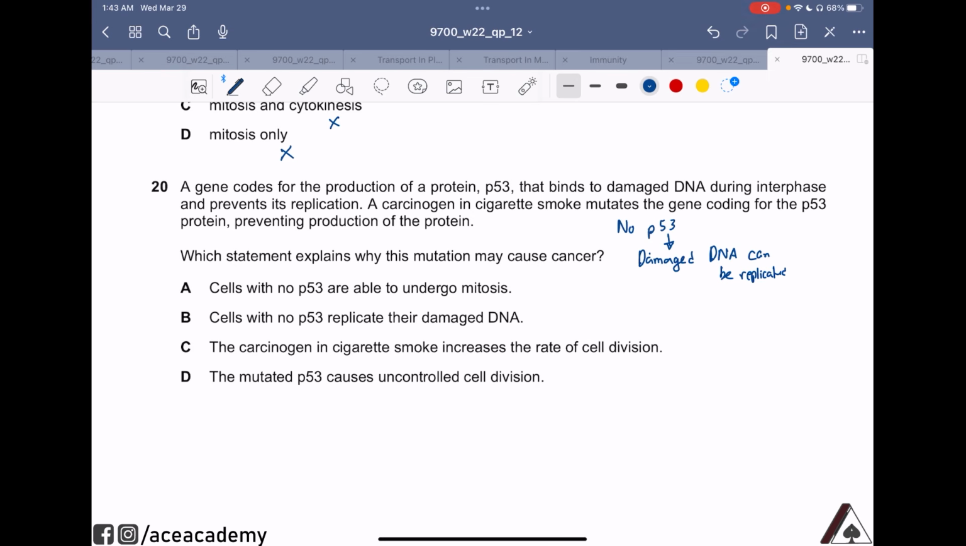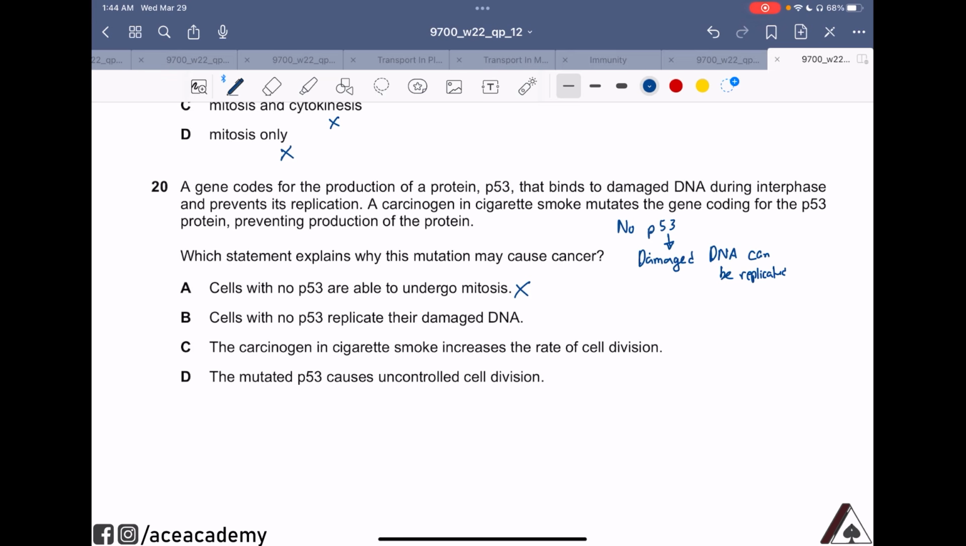Because cells with no P53 are unable to undergo mitosis. No, this is incorrect totally. Then B, cells with no P53 replicate their damaged DNA and this can cause cancer. Yes, this is true.